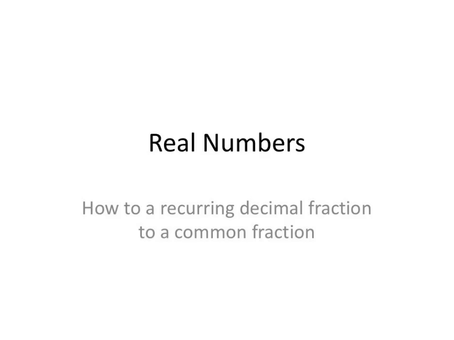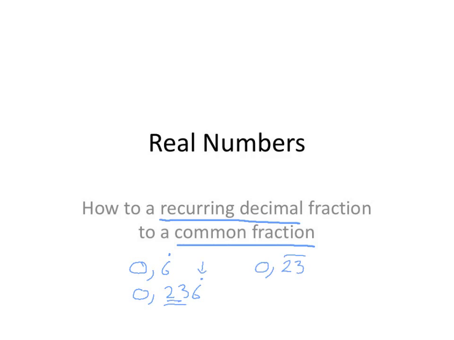When we want to convert a recurring decimal to a common fraction, we want to look out for a few things. Number one, a recurring decimal can be written like that, or it can even be written like that, where the 6 now is the only recurring digit. 2 and 3 are not recurring, only 6 is recurring. Or we can write it like that, with a line over it, and 2, 3 is then recurring. So that would be the same as 0,232323 on and on and on.